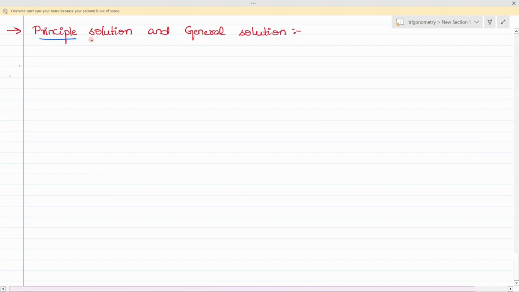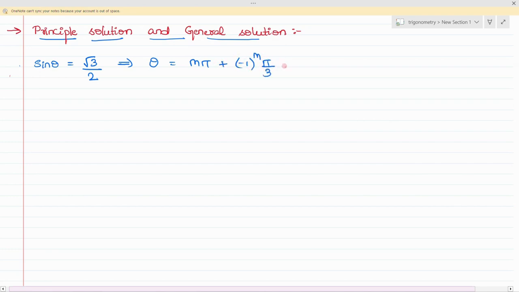We're going to discuss the principal solution and general solution of a trigonometric equation. If we see the above example, that is sin theta equal to root 3 by 2, we have derived a solution for theta, right? That is m pi plus minus 1 whole power m into pi by 3, where m belongs to all the integers.